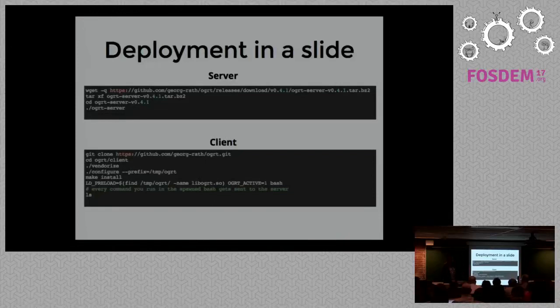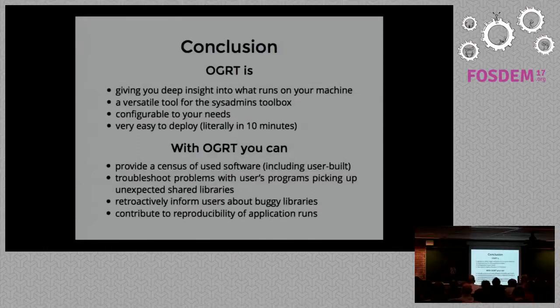So if you want to try this out, it downloads the dependencies automatically, compiles them with the flags that are necessary for that. You type make install, then down here you preload libOGRT, set it to active. If you don't set it to active, it doesn't do anything. And you need to turn it silent, so there is no accidentally running in the background. And if you open this bash here, everything you do in there gets sent to the server and processed.